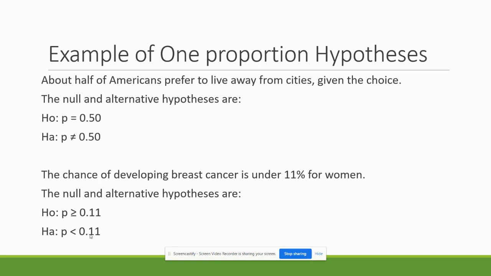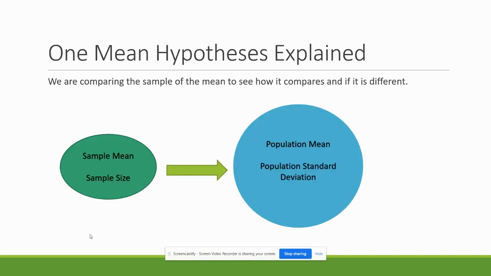All right, the chance of developing breast cancer is under 11% for women. Here's the null and the alternative. All right. Under 11% is the same thing as saying less than 11%. So if I go with my alternative first, P is less than 0.11. So that would make my null P is greater than or equal to 0.11.